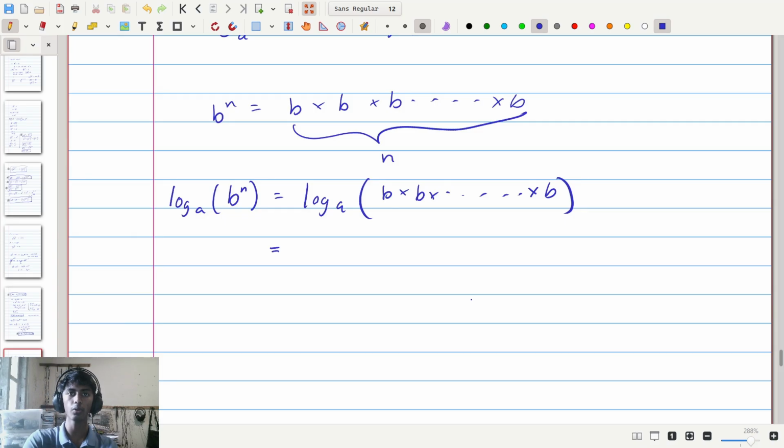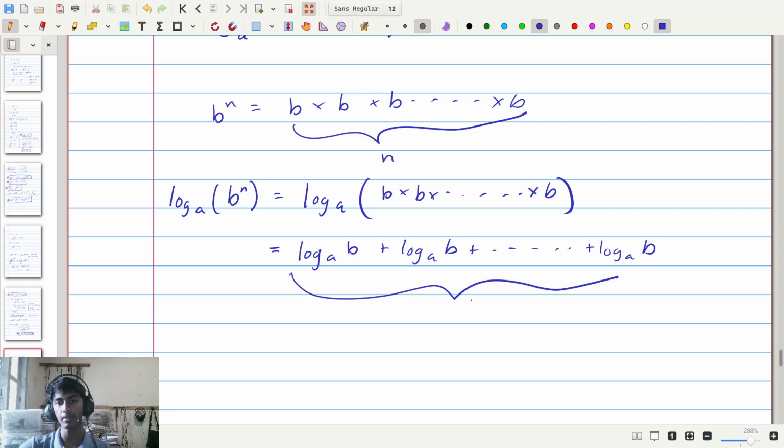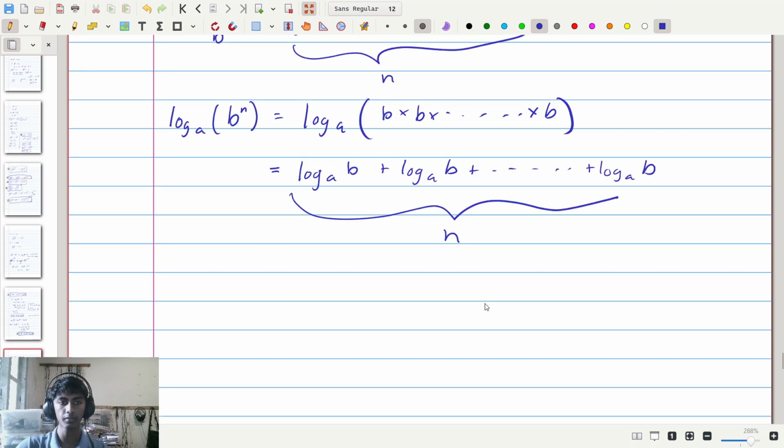We already know the logarithm of a product is the sum of the logarithm of each of the individual components. So therefore what we have here is in fact log base a of b plus log base a of b plus dot dot dot. How many log base a of b's do we have in here? Well, we had n number of b's initially, which means when we break it down, we should have n number of log base a of b's. So therefore, we have log base a of b to the n equal to n number of times of log base a of b. This is another handy little thing.